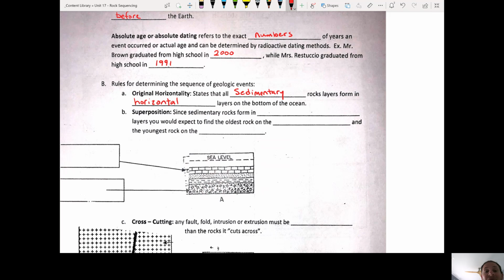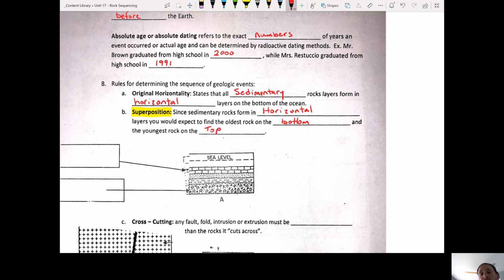Okay, and if they form in horizontal layers, the law of superposition then would state, and this is an important word here, I'm going to highlight it, that the oldest rock layers would be on the bottom. And the younger rock layers would be on the top or above them.